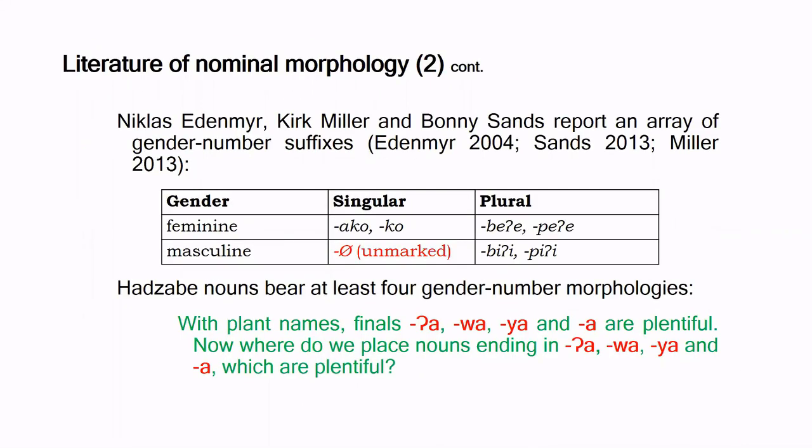Again, looking into the morphology of nouns, because we are dealing with names of plants and crops, previous researchers have provided this array of the gender and the number marking system in the Hadza language. The feminine is introduced by the suffix ko, and of course its plural will be be'e or pe'e. The masculine singular is unmarked. Its plural will be be'e or pe'e.